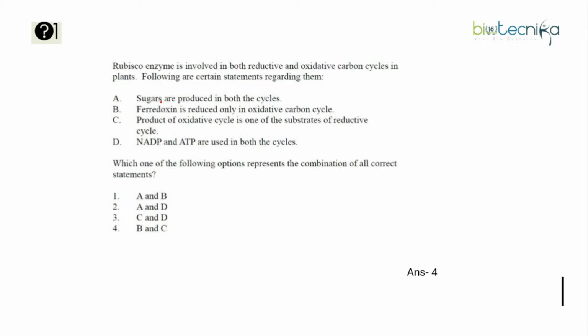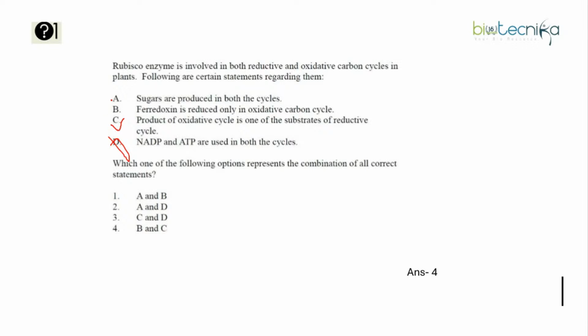Okay, now since the product of the C2 cycle, which is your 3-phosphoglycerate, as we have seen, enters into the C3 cycle, it acts as a substrate for C3. Okay, there's a reductive process. So that is why statement C is correct. Okay, now 1 ATP is used in your oxidative pathway, but NADP is not utilized in the C2 pathway. All right, so that's why D is also incorrect.